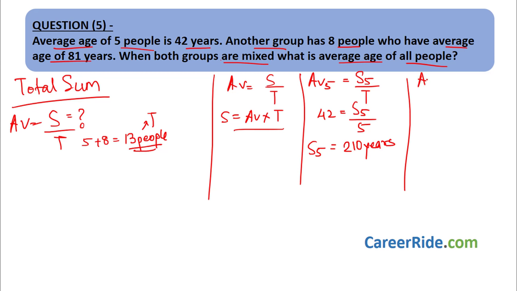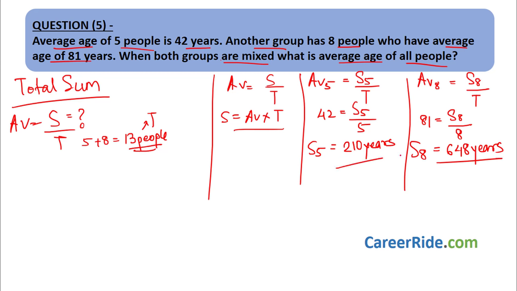Similarly, average age for 8 people they have given. Sum of the ages of these 8 people divided by total number of people, average age is given as 81 years. Sum of the ages we do not know. Total number of people are 8. So sum of the ages of all these 8 people is 81 into 8, 648 years.